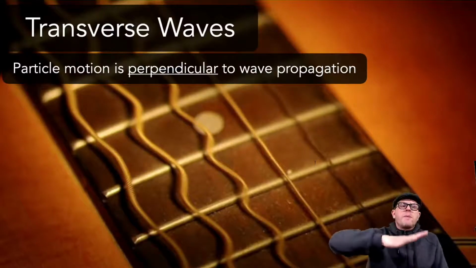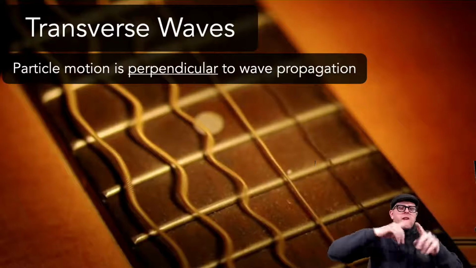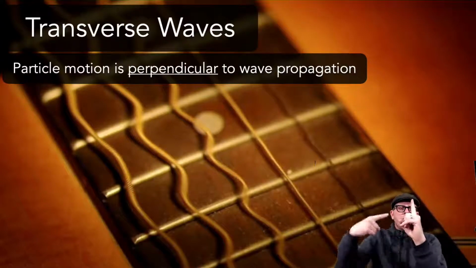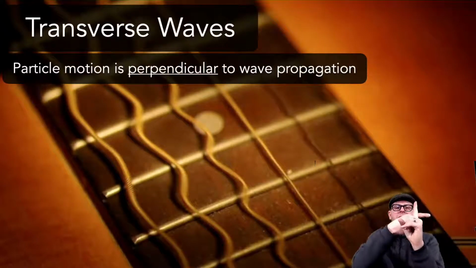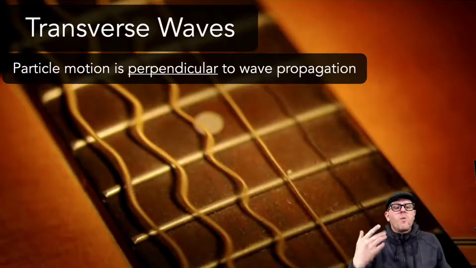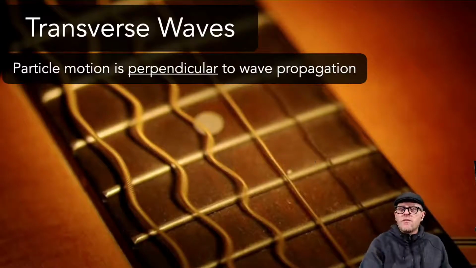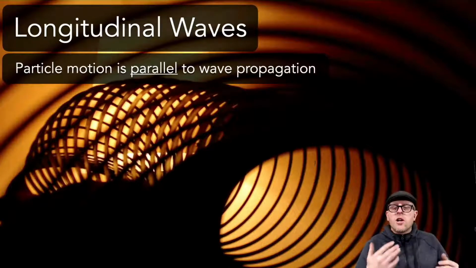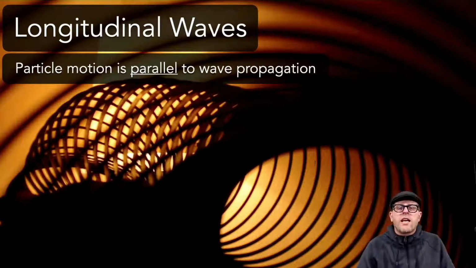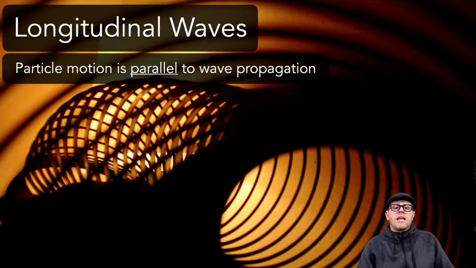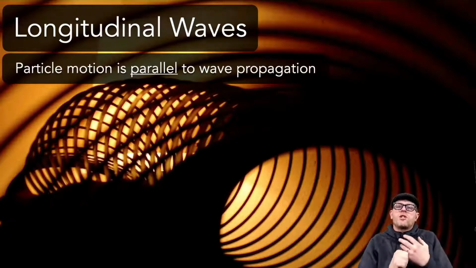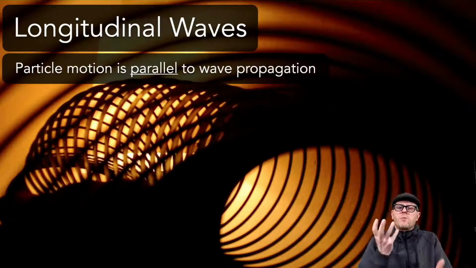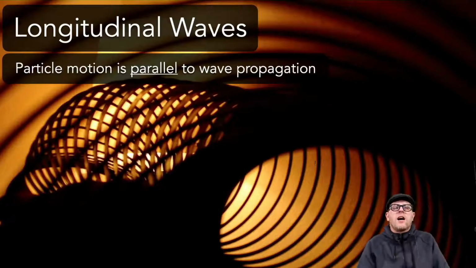So a string is moving up and down, but the wave propagation is down the string. So a wave on a string is a transverse wave. Sound in air is a longitudinal wave. There are other examples of this, but I guess those are the two classic examples, and I don't want to dwell on those for too long, but those are the main principal ones that we tend to talk about.